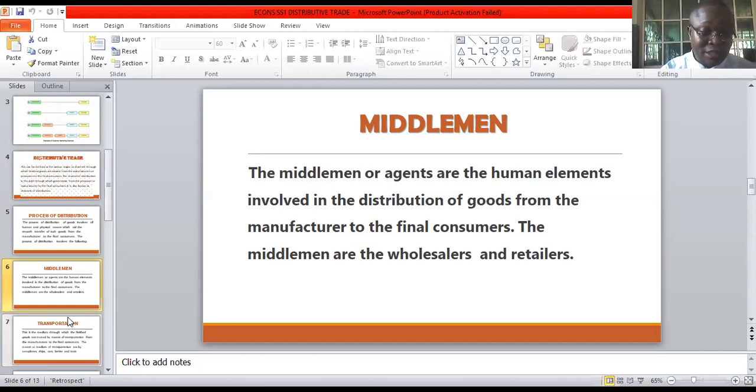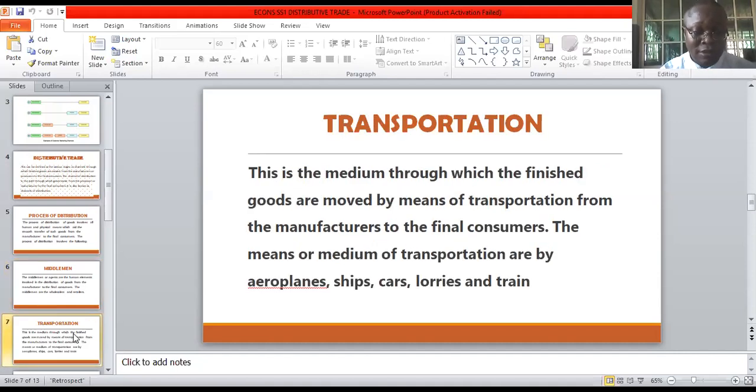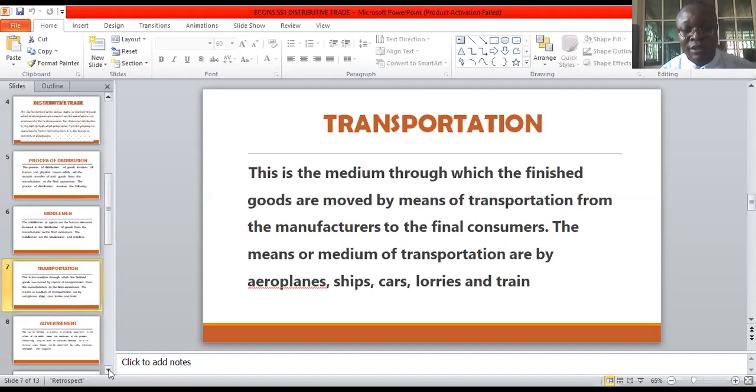Then the next one is transportation. Transportation is the medium through which finished goods are moved from the producers to the final consumers.